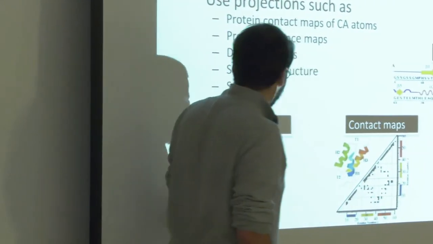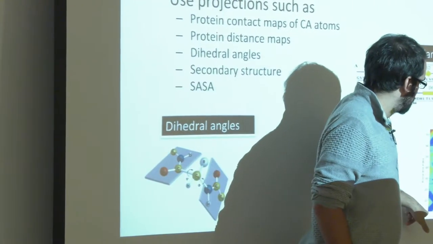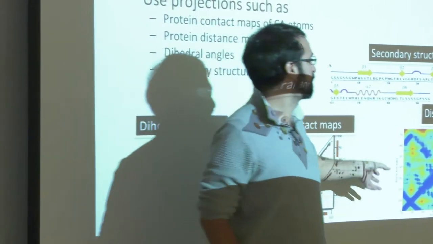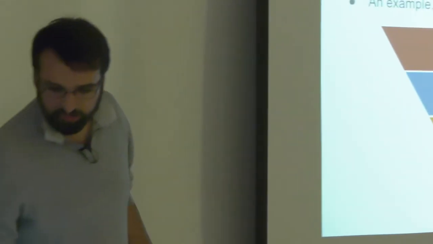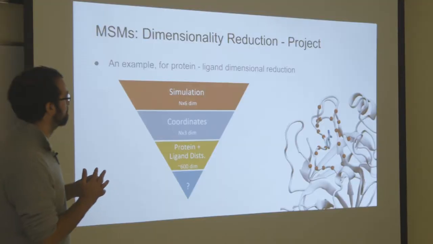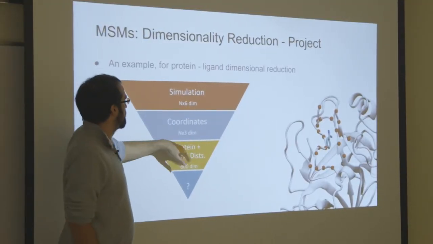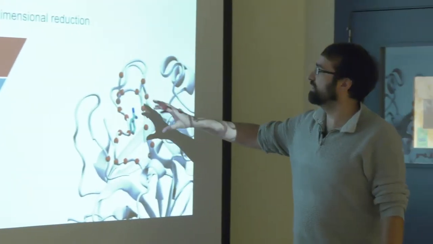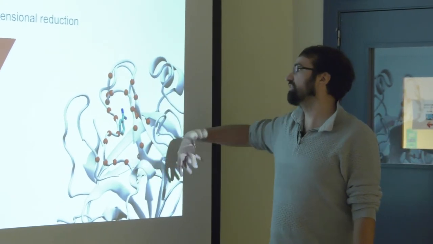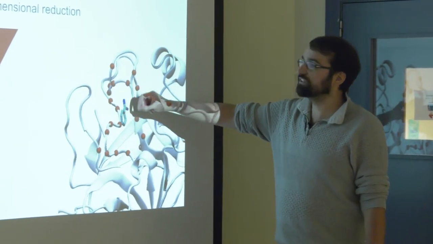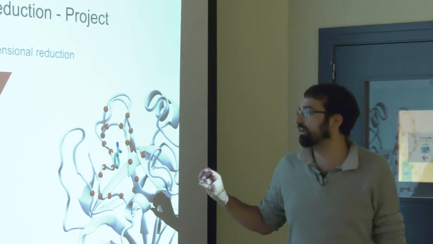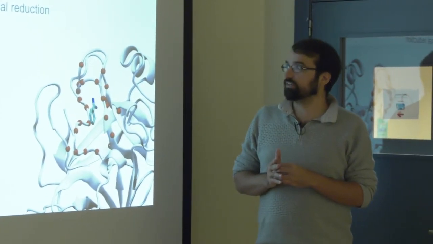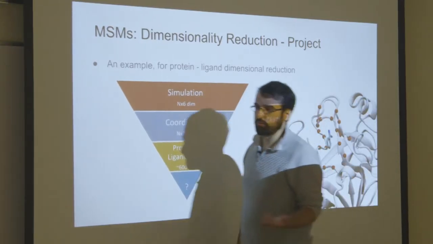Some of them are very well known, like distance maps. This is the distance of an atom against all the other atoms in the system. It can be just for the protein, for example, which is interesting for protein folding. But for the case we are interested in here, protein-ligand binding, we have a simulation of n times six dimensions, because it includes the velocities and the coordinates. Then we can reduce this dimensionality by selecting, for example, the alpha carbons of the protein against the heavy atoms of the ligand. This allows you to reduce heavily the dimensionality of your problem, which of course helps with the rest of what we're doing.